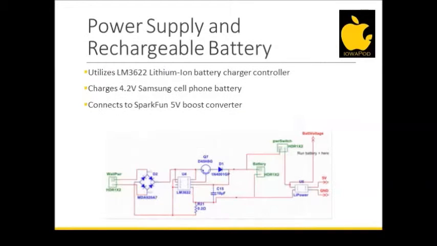The schematic for our power supply is shown here. We went with a LM3622 chip, which functioned as a lithium-ion battery charge controller. It senses the battery voltage and can either charge in constant current or constant voltage mode, depending on how depleted the battery is. Our battery was a regular cell phone battery, and the boost converter was a SparkFun board. We went with the SparkFun board because it offered an incredibly small package that would have been far too small for us to solder by hand.